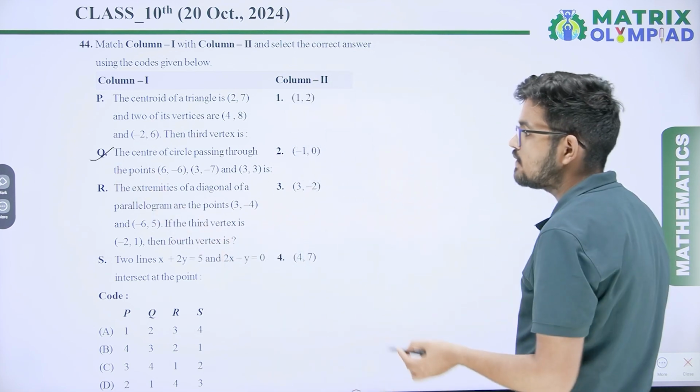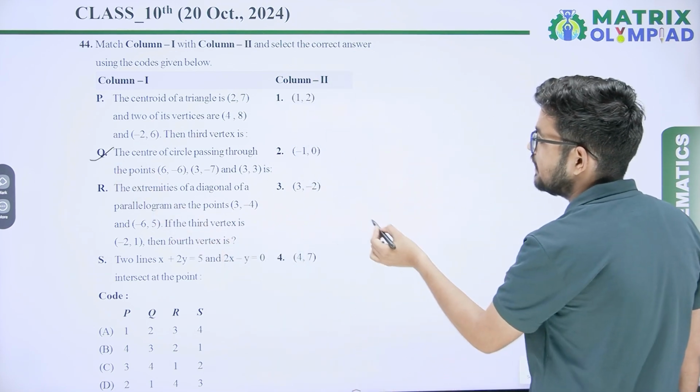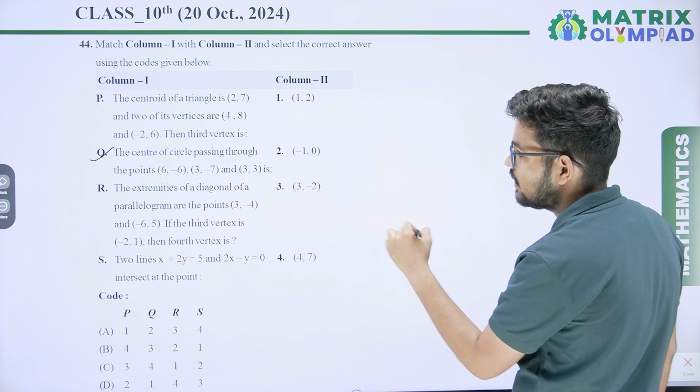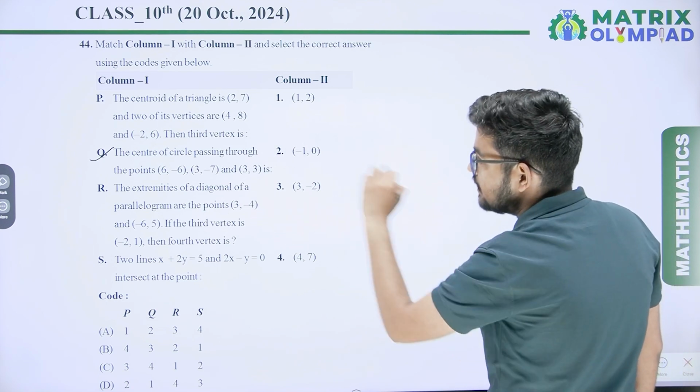Q, the center of a circle passing through the points 6, minus 6, 3, minus 7 and 3, 3. And then find the center of the circle.